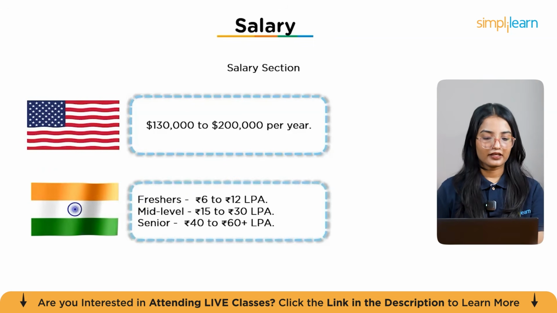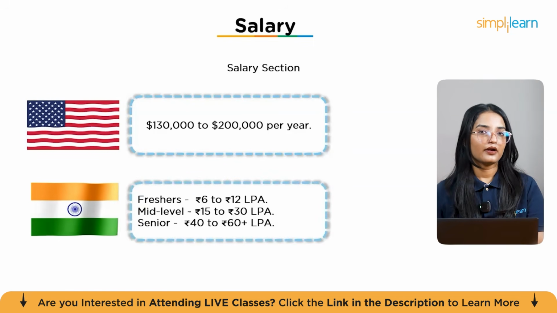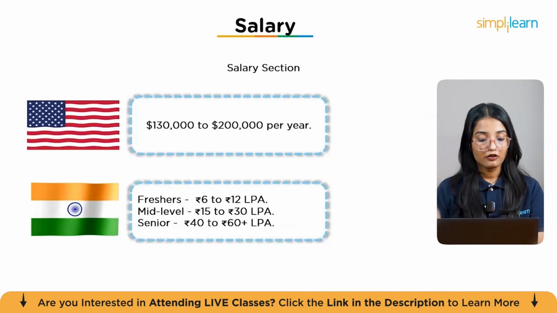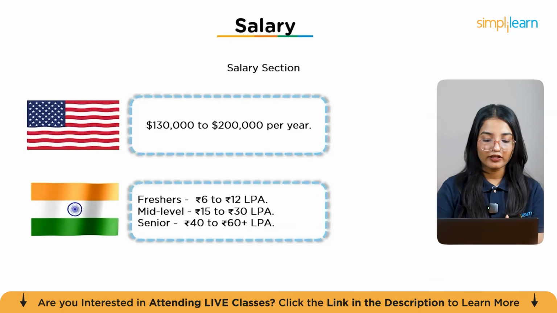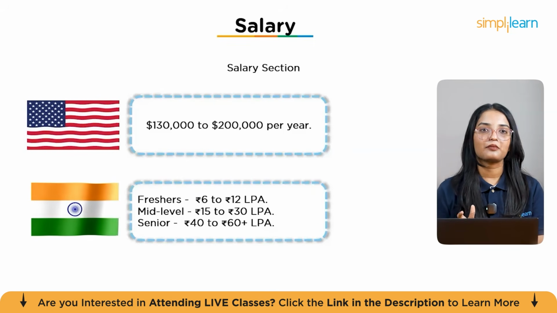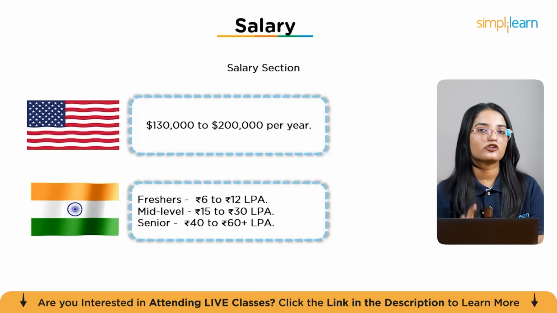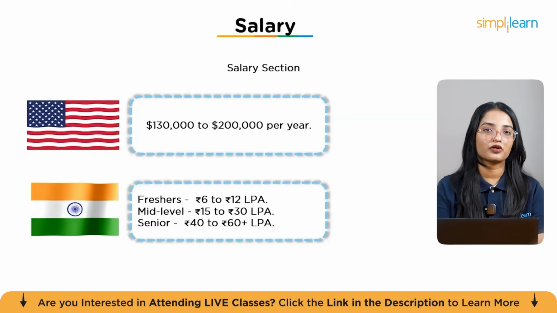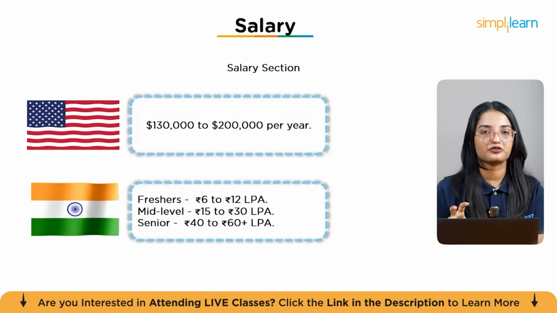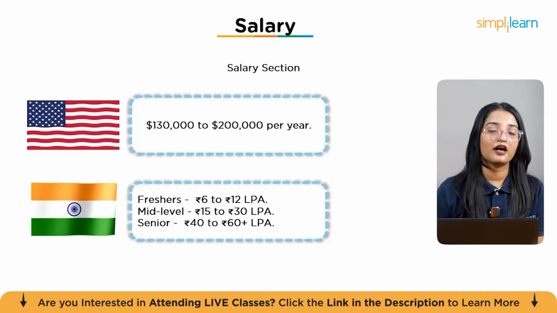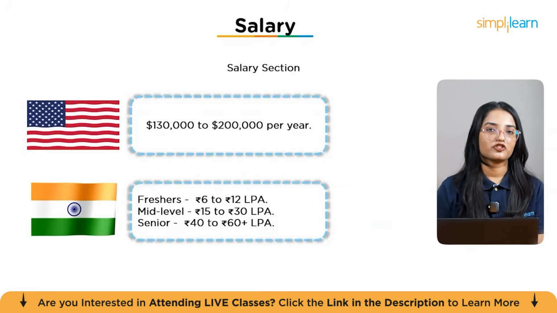Now, looking at India, freshers can expect around 6 to 12 lakh per annum. For mid-level roles, salaries go from 15 to 30 lakh per annum. For senior roles, the salary goes from 40 to 60 plus lakh per annum. If you specialize in agentic, multi-agent systems and production-level deployment, you position yourself toward the higher end of these ranges. The deeper your system design and real-world engineering skills are, the stronger your earning potential will become.